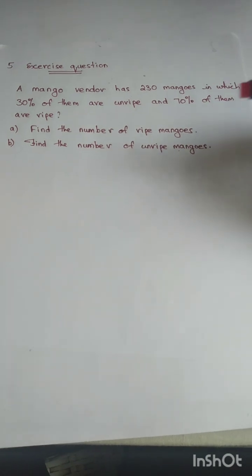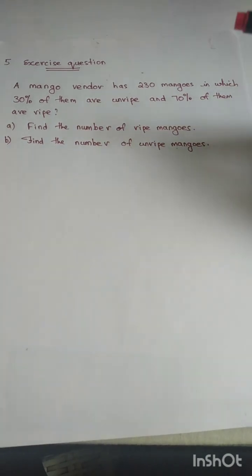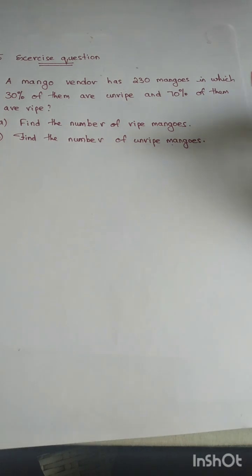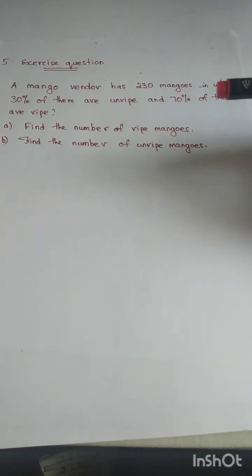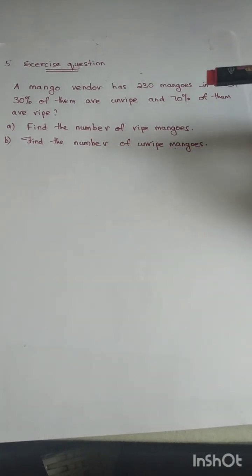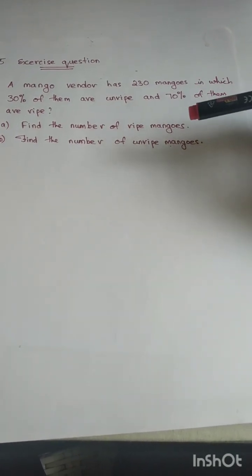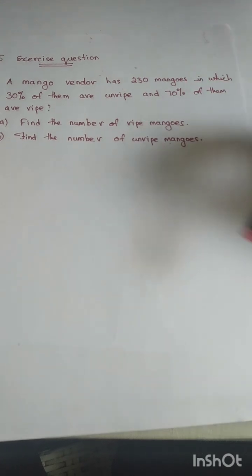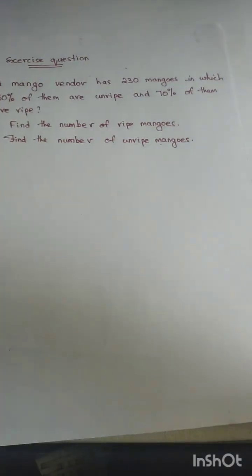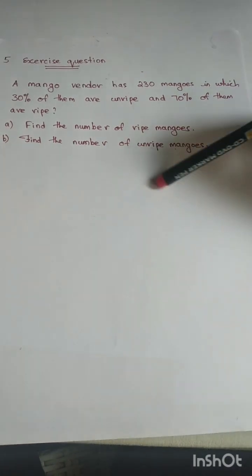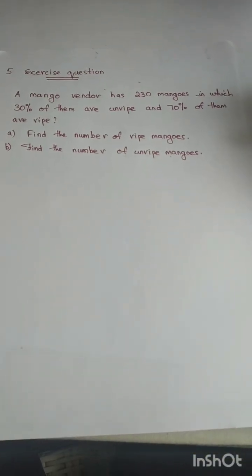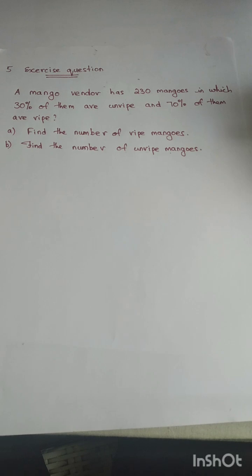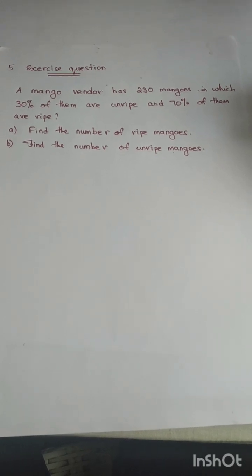The exercise question is: a mango vendor has 230 mangoes, in which 30 percentage of them are unripe and 70 percentage of them are ripe. Find the number of ripe mangoes. Find the number of unripe mangoes. So you want to find the number of ripe mangoes using the percentage given for ripe mangoes. 30 percentage of them are unripe and 70 percentage of them are ripe. So you want to find the number of ripe mangoes and unripe mangoes from the question.